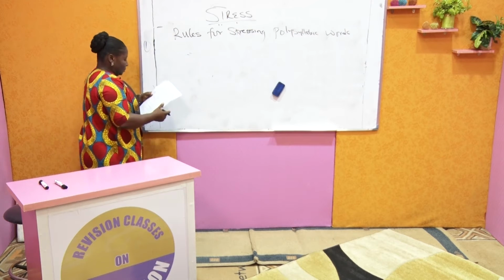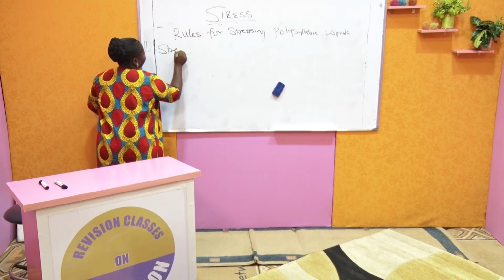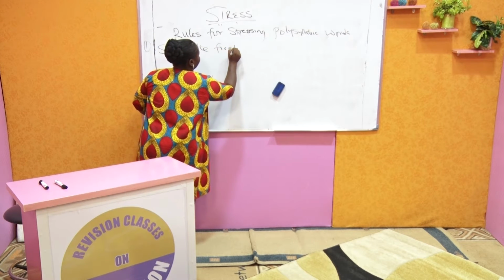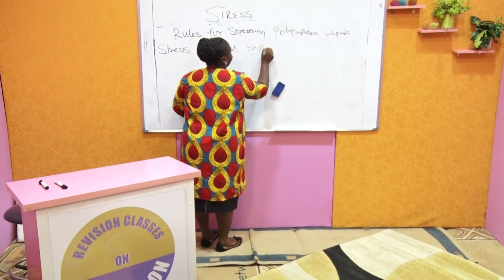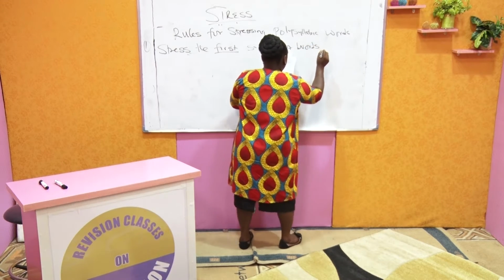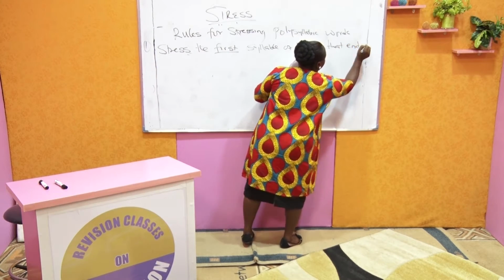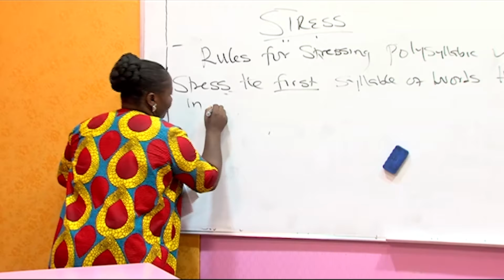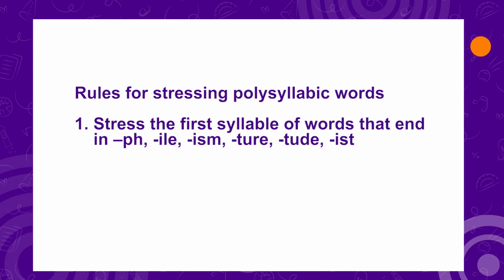One, stress the first, let's take note of this, first syllable of words that end in PH, words that end in ILE, words that end in ISM, words that end in TURE, words that end in TUDE, words that end in IST. Example of such a word, we have the word furniture.